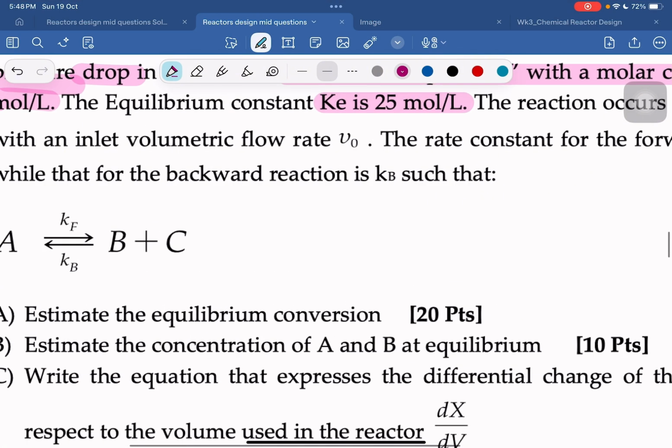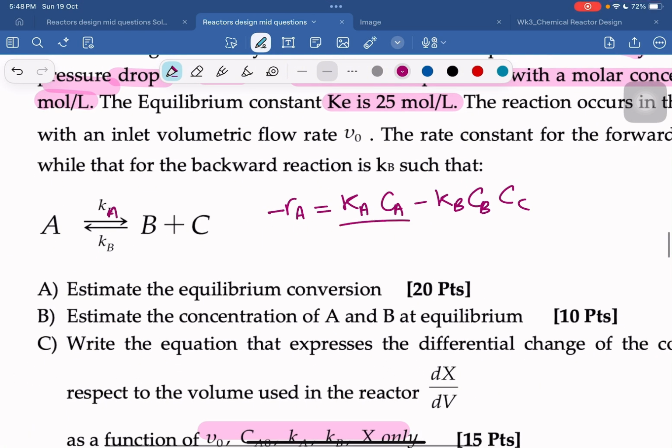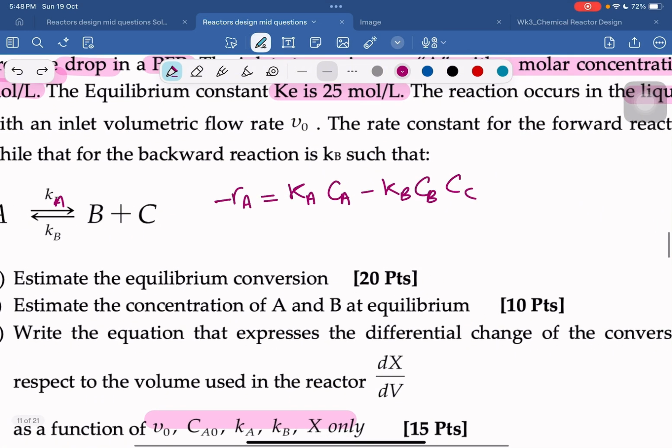First, the rate: negative RA is equal to Kf CA minus Kb CB CC. This is the rate of the forward reaction, and this is the rate of the reverse reaction. Okay, then KE is given. We know that KE is equal to the concentration of the products over the concentration of the reactants to the power of their stoichiometric coefficient. So in this case KE is equal to CB CC over CA.